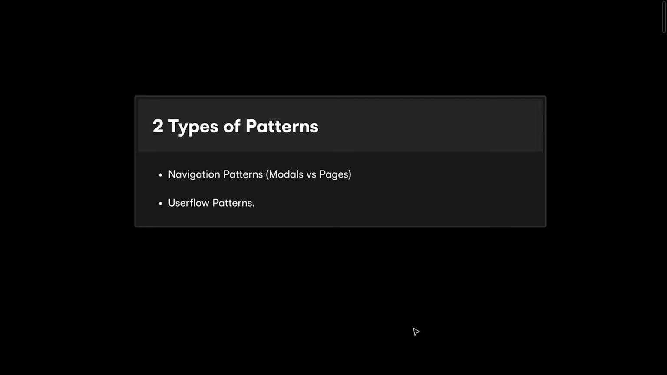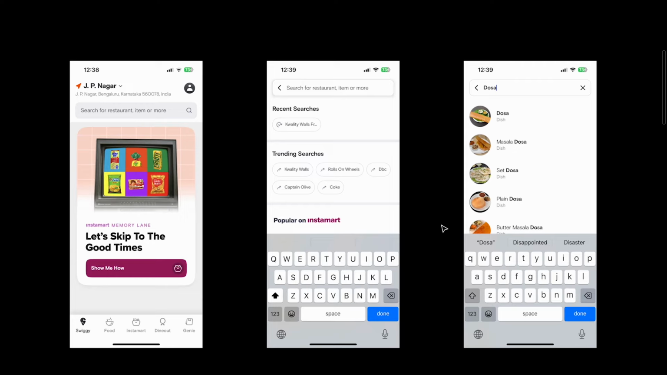All right, so now that we've covered navigation patterns, we can now get into user flow patterns. I'm going to show you something really, really fun and interesting. Okay, so I've taken screenshots from the Swiggy app and we're just designing the experience of searching for a particular item. Now, in this case, I'm searching for a food item. You could be searching for anything, right?